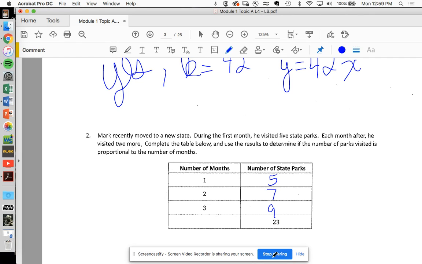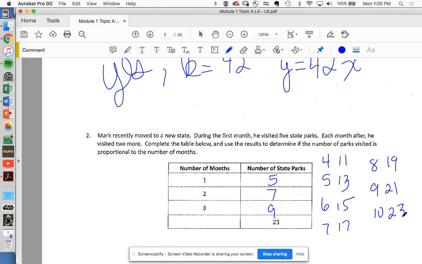Is there a nice formula we could use to jump to 23? No, so let's do it over here. After 4, we do 2 more. After 4 months, it would be 11. After 5 months, 2 more would be 13. After 6 months, 15. After 7 months, 17. After 8 months, 19. After 9 months, 21. After 10 months, it would be 23. So what do we know the months would be here? 10. Was there a nice, easy way to get there? Yeah. Not bad. But what if you made a mistake on that?